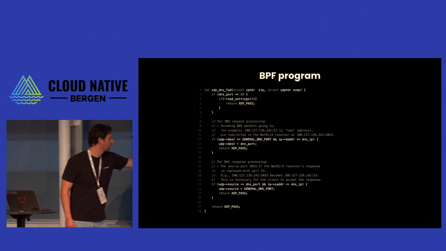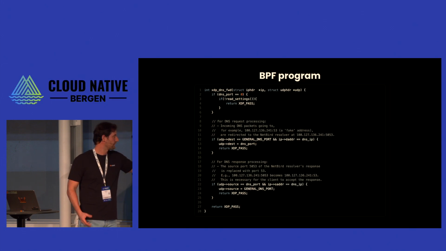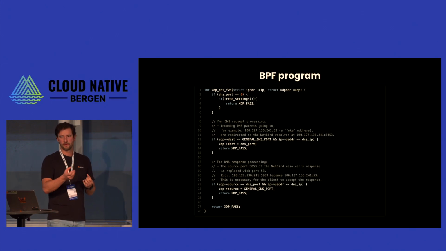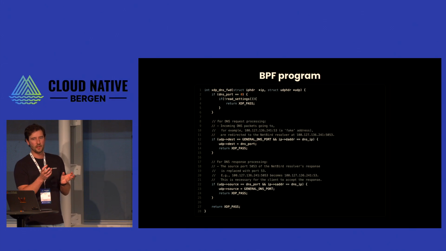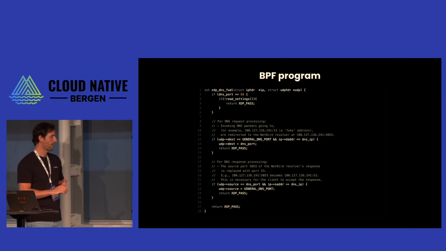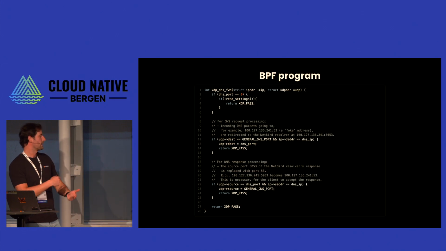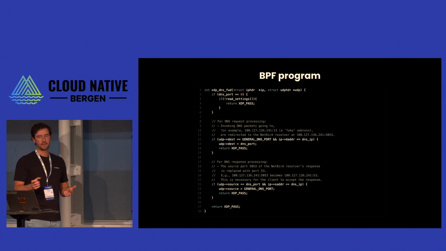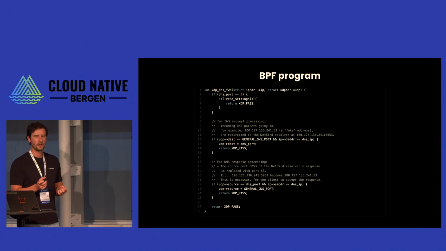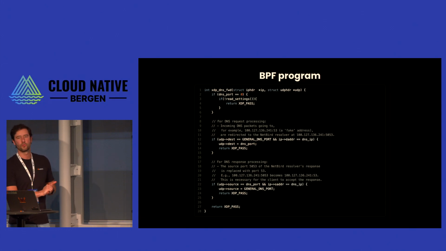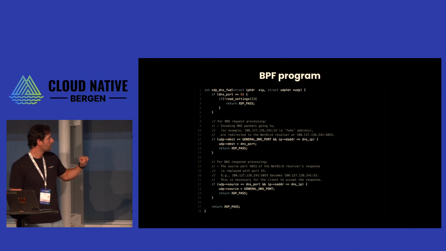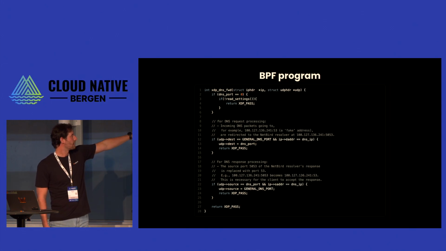You have here a section that catches the packets on port 53, catches this fake resolver address, puts it to 5053, and passes the packets further. And at the bottom here, it's doing it the other way around. It catches the packets with source port 5053 and overrides it to port 53. So, pretty simple program. And the first line is read settings.